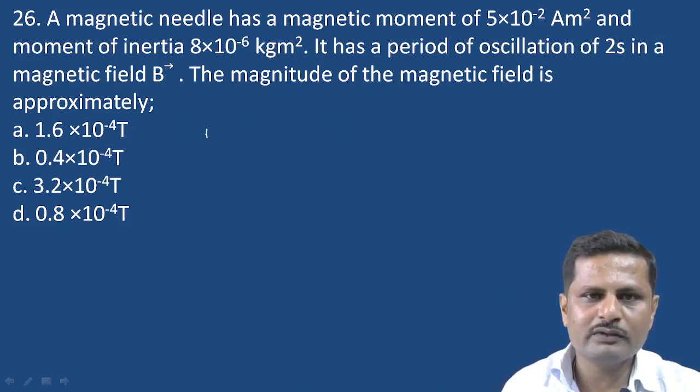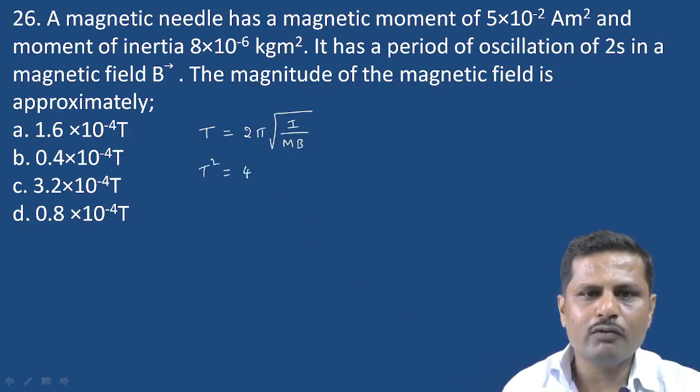is given by the expression T equals 2 pi square root of I divided by mB. Squaring on both sides, we get T square equals 4 pi square I by mB. Here we need to find the magnitude of the magnetic field, so make B the subject of the formula. So B will become B equals 4 pi square I divided by m T square.